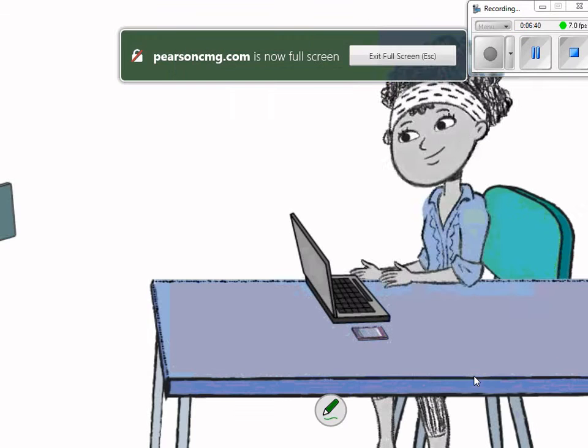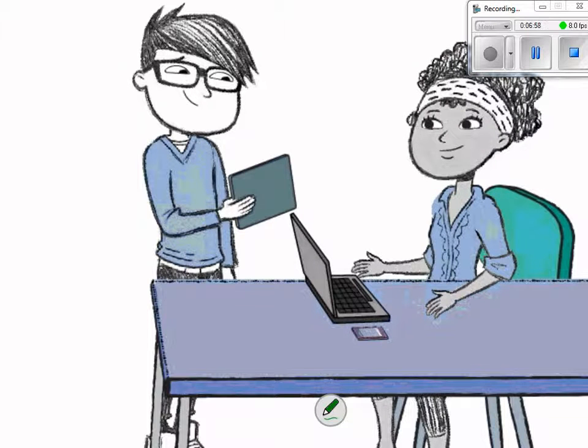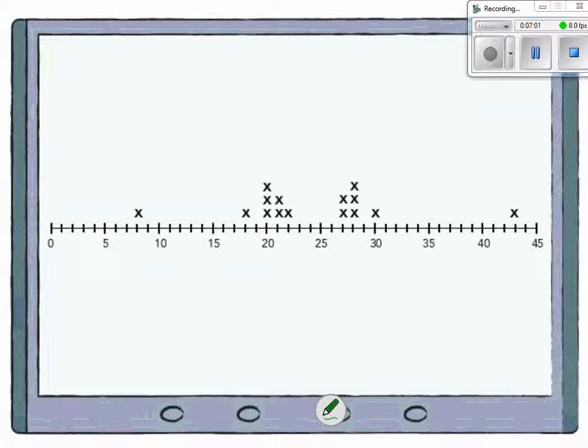Sean, can I show you my project? I want to run it by you before I present it to the class. Sure. What's it about? I was supposed to find out how many texts my friends typically send each day. I figured I'd base it on the number of texts my friends sent yesterday. Tell me about your set of data. This line plot shows the responses of 15 of my friends. Some of the values are really different. There's a minimum of 8. And a maximum of 43. 3 people typically send 28 texts per day. And 3 people typically send 20 texts per day. Those are the most frequent values.